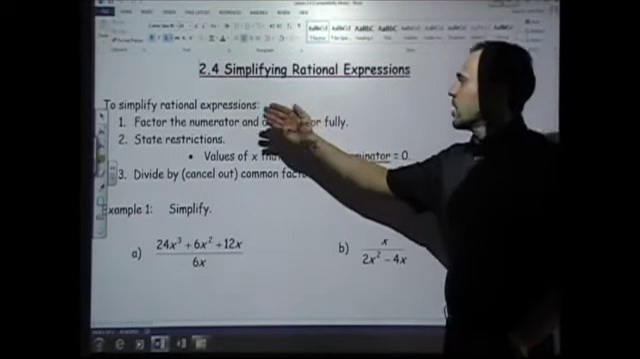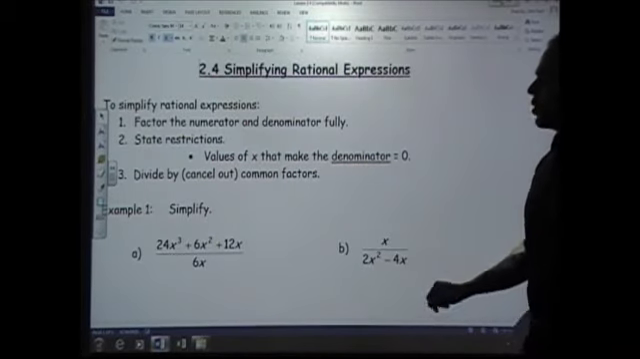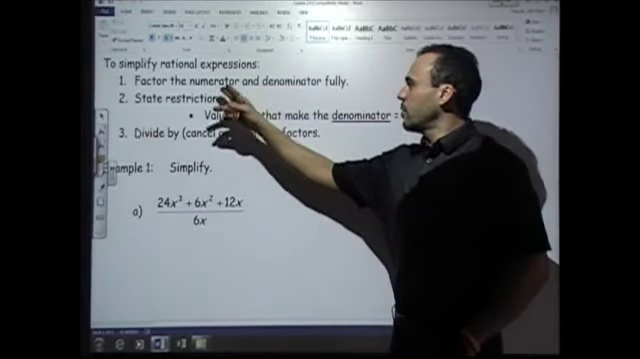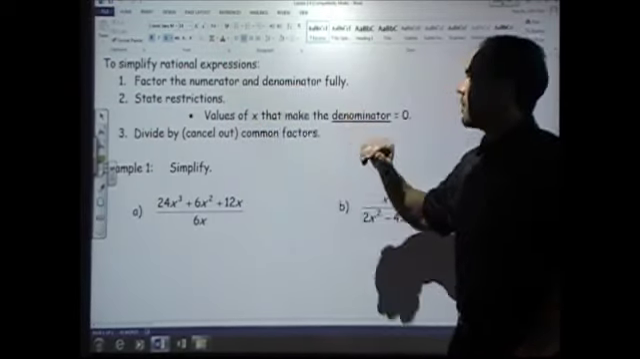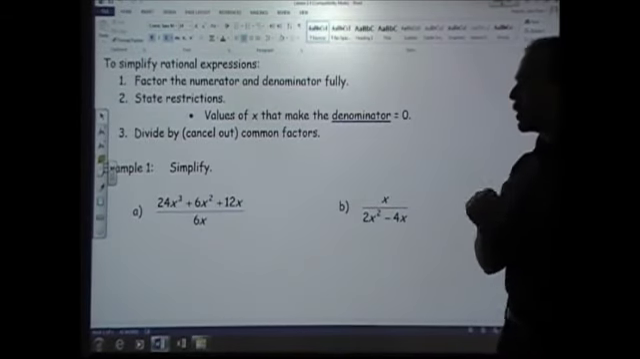Okay, let's take a look at this. Today we're learning 2.4, simplifying rational expressions. So the first thing to simplify rational expressions, there's 3 steps. The first thing would be factor the numerator and denominator fully. So the first thing you're going to do is always factor fully first.